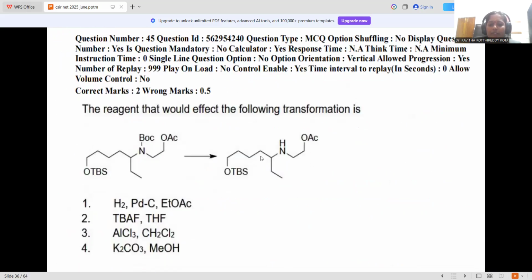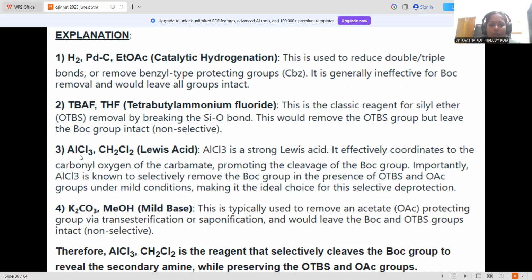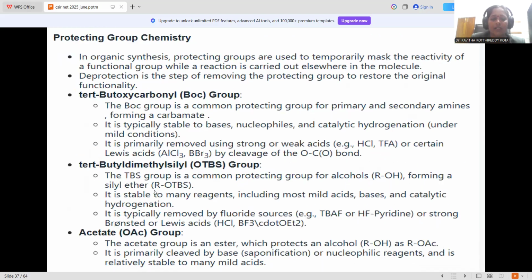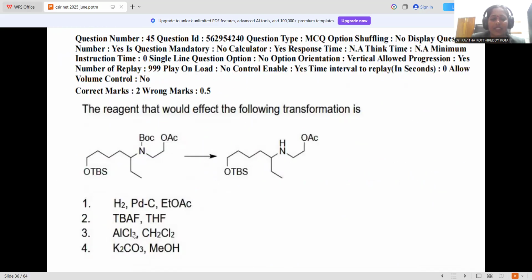But here, after getting the product also, OTBS is preserved. It is retained. That's why we are not supposed to use TBAF, which will remove the OTBS functionality. That is also struck out. And go with option number 3. Aluminum trichloride and dichloromethane. So AlCl3 is the stronger Lewis acid. It is more specific for the BOC, so it will be used to remove this BOC functionality. That is the only correct answer. Option 3 is the correct answer.